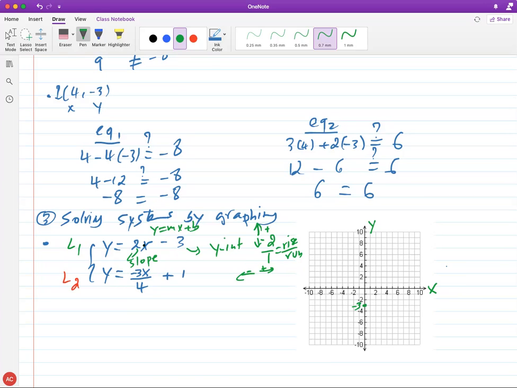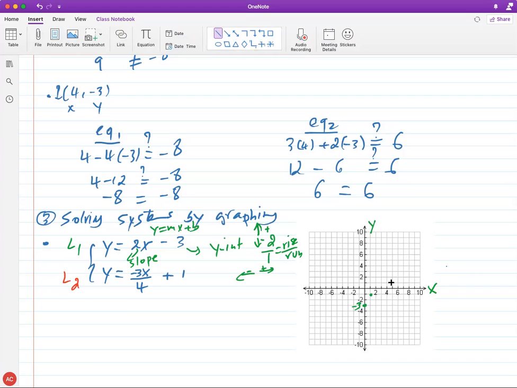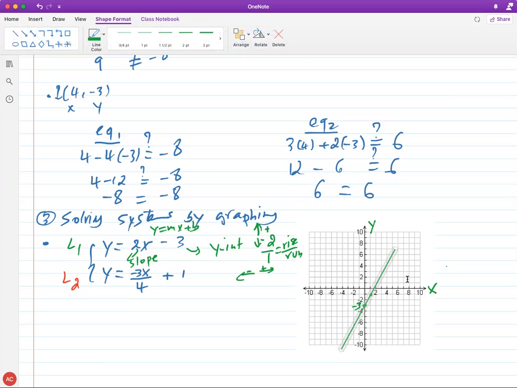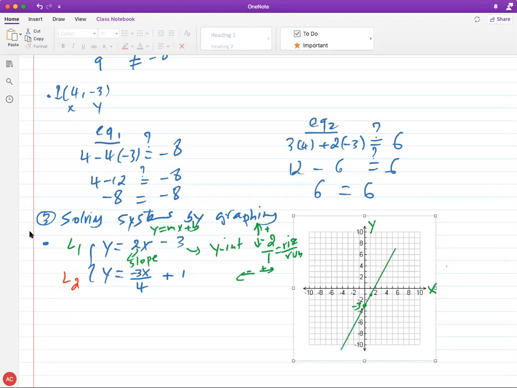So start from here, go up twice, 2 units or 2 squares here, 1, 2, and then to the right once. That's it. That's our first line. We have 2 points: the y-intercept, and rise up 2, to the right once, and that's the line. Let me grab a straight line for this. Okay, it's better to use a ruler here. And that's basically our first line here.